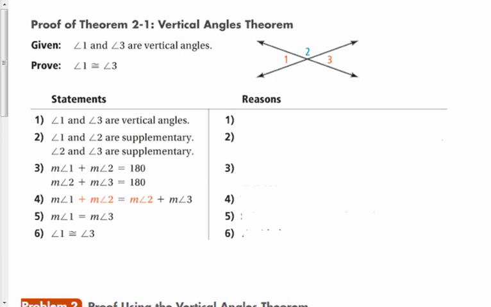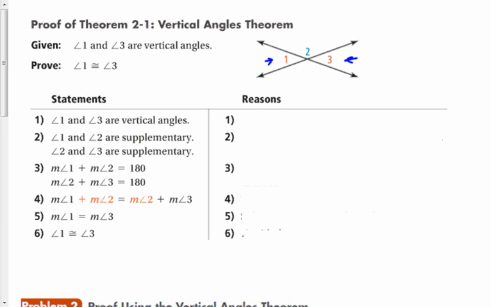Given angles 1 and 3 are vertical angles, prove that angle 1 is congruent to angle 3. So the two red angles here, we're going to prove that they're the same. And this is called a two-column proof, and this is what we are going to practice. In one column we have the statement, in the other we give the reason. That's one type of proof we'll use.